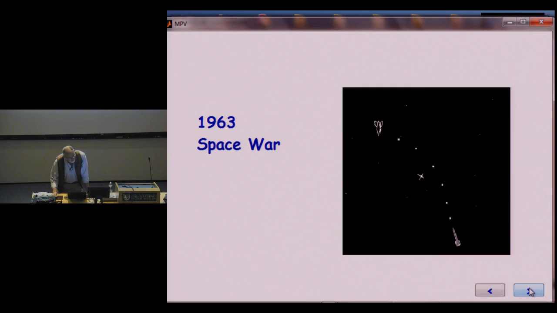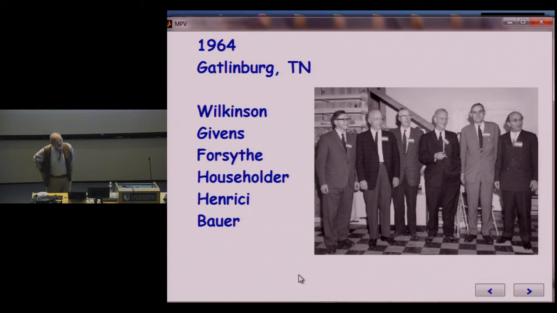1964, a conference in Gatlinburg, Tennessee, on matrix computation. This is the organizing committee of that conference, and all six of these people had something important to do with the early days of MATLAB, with matrix computation. Wilkinson, you may have heard of, I hope you've heard of, if you've studied numerical analysis, you've heard of Givens and Householder transformations.